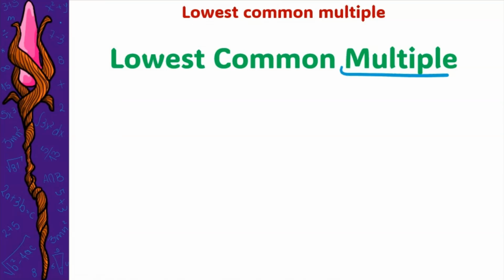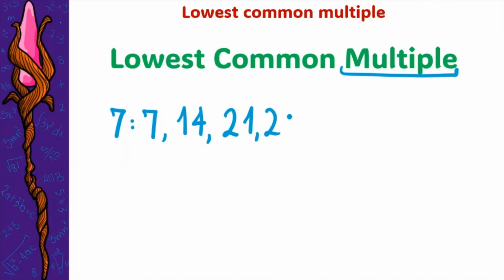Let's start with the word multiple. The multiples of a number are basically the results in the table of the number. For example, for 7, the multiples are 7, since 7 times 1 is 7, 14 is 7 times 2, 21 is 7 times 3, 28 is 7 times 4, and so on. They are all multiples of the number. So there's an infinite amount of multiples of each number.